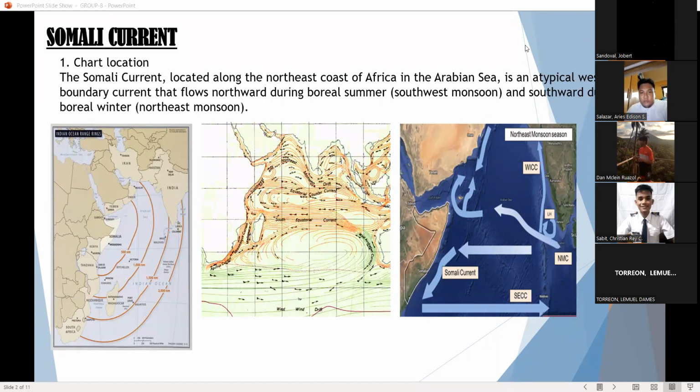The chart location of Somali Current. The Somali Current is located along the northeast coast of Africa in the Arabian Sea. It's an atypical western boundary current that flows northward during boreal summer, southwest monsoon, and southward during boreal winter, northeast monsoon. As you can see, sir, there are three pictures of example of Somali Current.